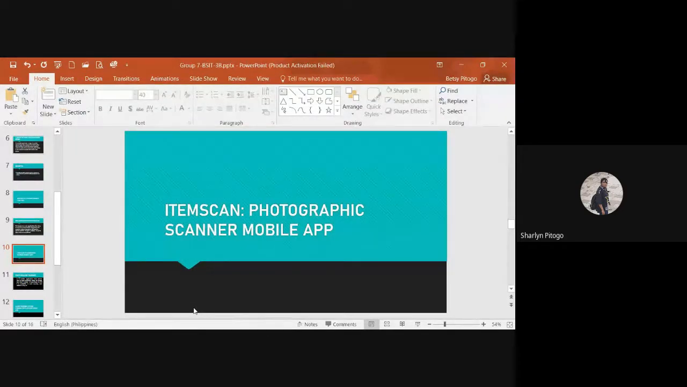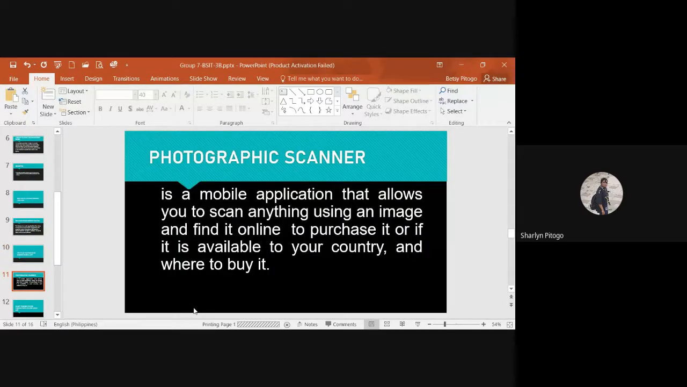So for my first title is Item Scan or a photographic scanner mobile app. A photographic scanner is a mobile application that allows you to scan anything using an image and find it online to purchase it, or if it's available in your country and where to buy it. It's for people who saw a good looking clothing on the internet but don't know what kind of brand or product it is and where to find it.